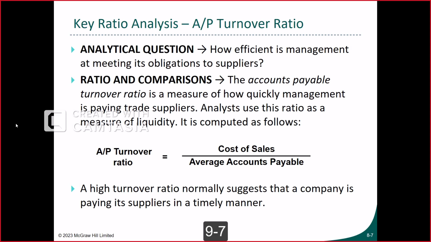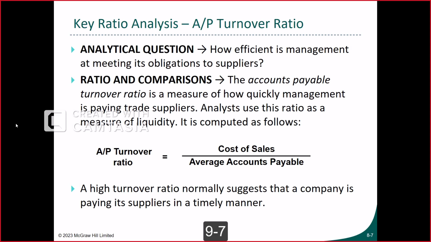How to calculate the AP turnover ratio? Numerator, cost of sales, that you take from which financial statement? Income statement, divided by the denominator, average account payable. Where did you get this information? Average account payable, from the statement of financial position, the balance sheet. The two consecutive statements of financial position, let's say December 31st, 21 and December 31st, 22, for example. The opening balance of the account payable plus the ending balance divided by 2. That is the average account payable.